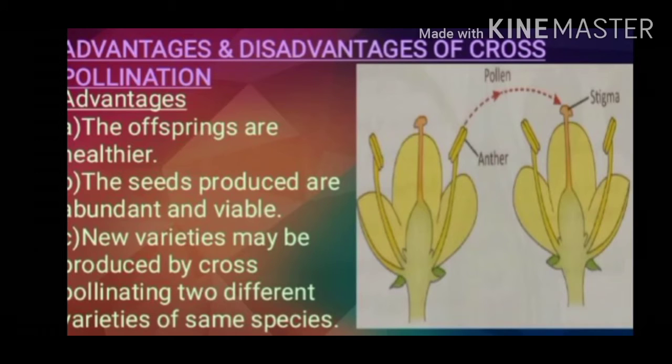Advantages and disadvantages of cross-pollination. So let's see advantages first. The offsprings are healthier. The seeds produced are abundant and viable. New varieties may be produced by cross-pollinating two different varieties of same species.